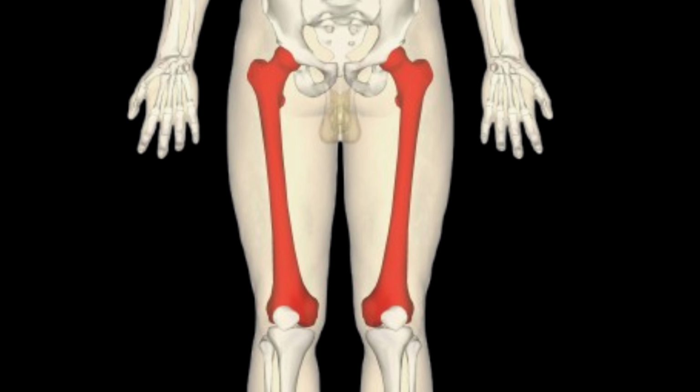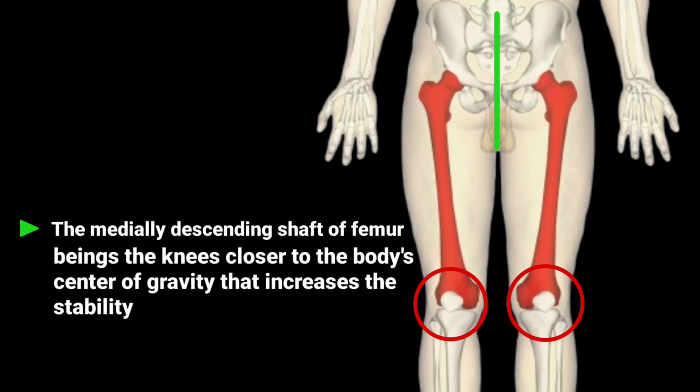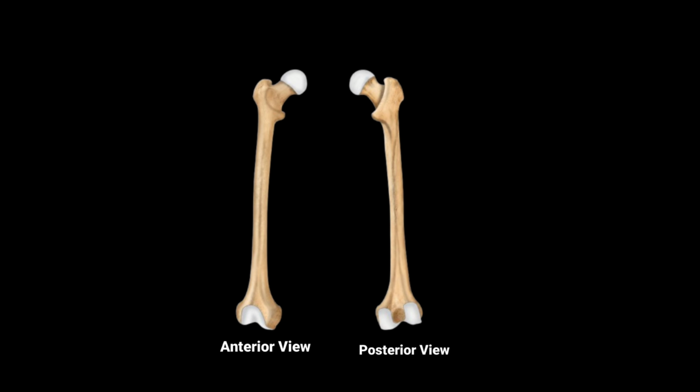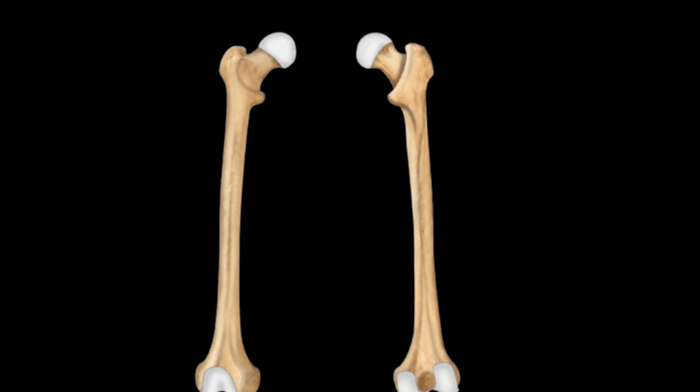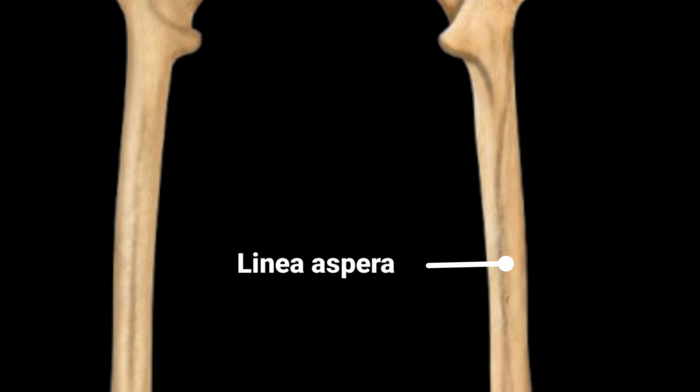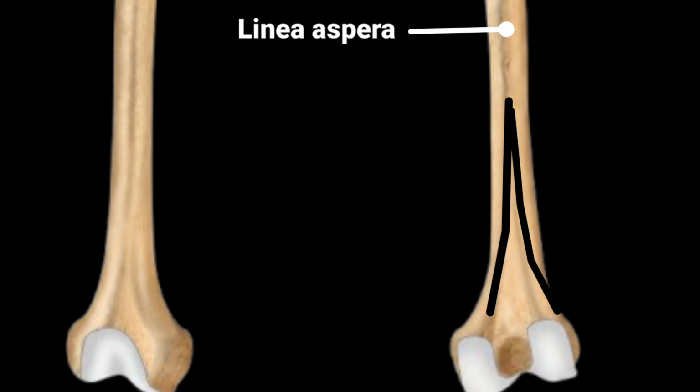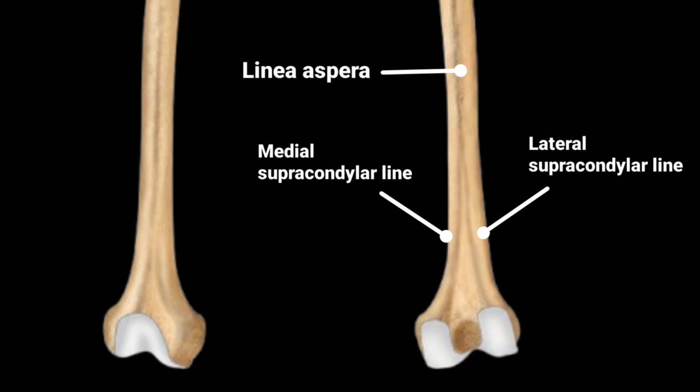The shaft of the femur descends in a slight medial direction. This brings the knees closer to the body's center of gravity, increasing stability. On the posterior surface of the femoral shaft, there are roughened ridges of bone, called the linea aspera. This splits distally to form the medial and lateral supracondylar lines. The flat popliteal surface lies between them.